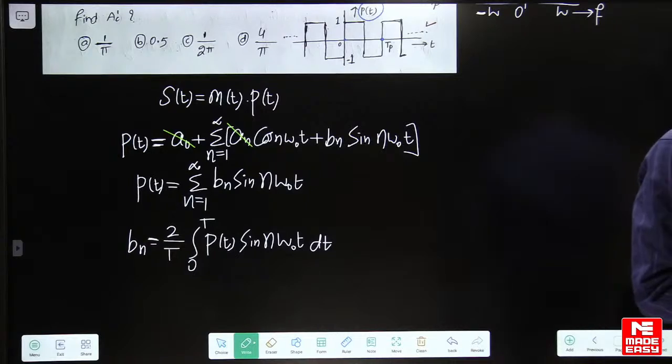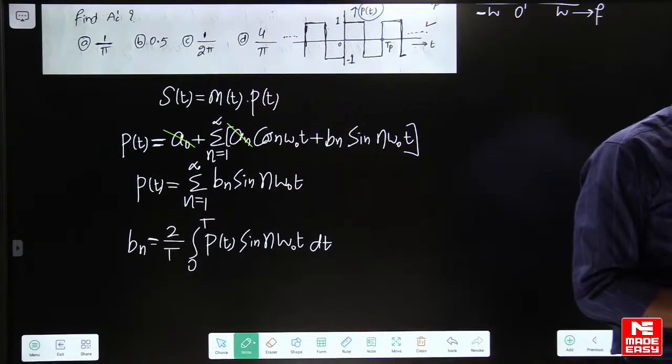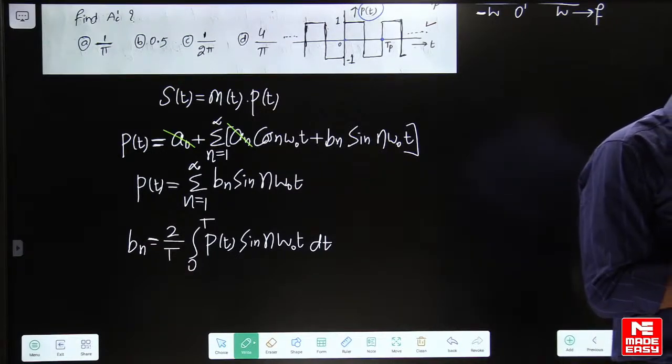Suraj and Barik are saying option D is correct, and Amit is saying option C is correct.